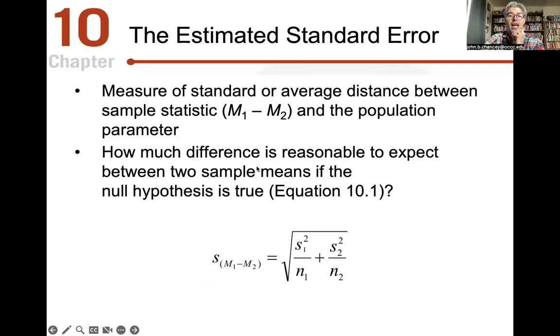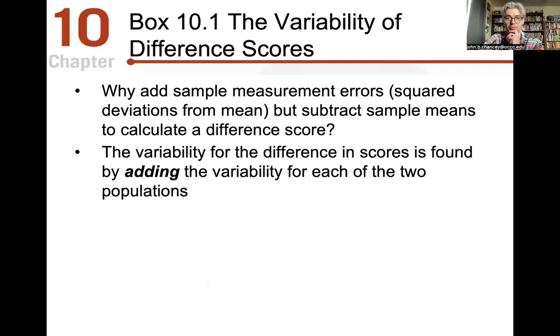So what we're trying to look at is how much of a difference is reasonable to expect between two sample means if the null hypothesis is true. So, some mathematical background about that. You might be wondering why we add sample measurement errors, the square deviations from the mean, but subtract sample means to calculate a different source. I use these statistics, but I'm not a math whiz to understand what's behind it. But the logic is that the variability for the differences in scores is found by adding the variability for each of the two populations.